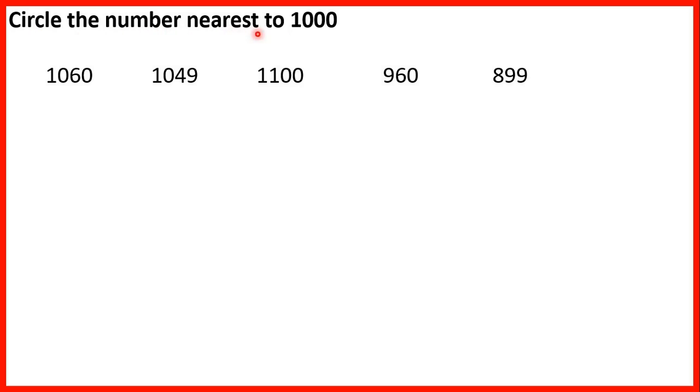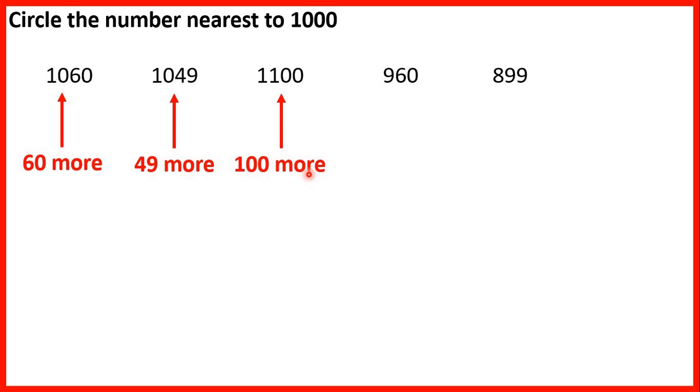Circle the number nearest to 1000. So first we have 1060. That's 60 more than 1000. 1049 is 49 more, and 1100 is 100 more. Now 960 is 40 less. If we subtract 960 from 1000, we'll get 40, or from 960 we would need to add 40 to get to 1000. And 899 is 101 less.